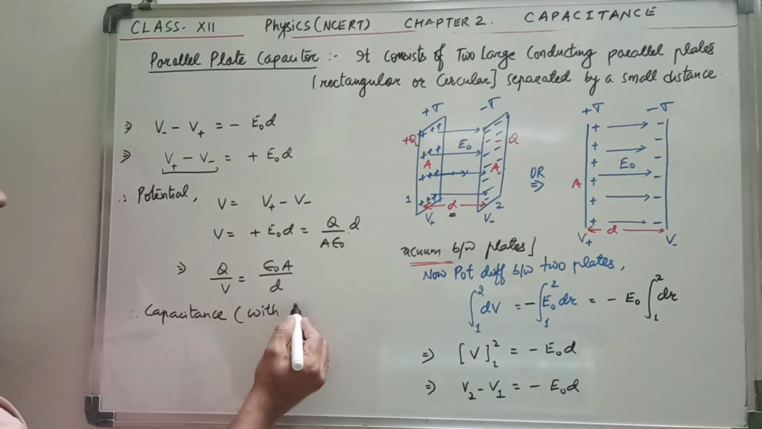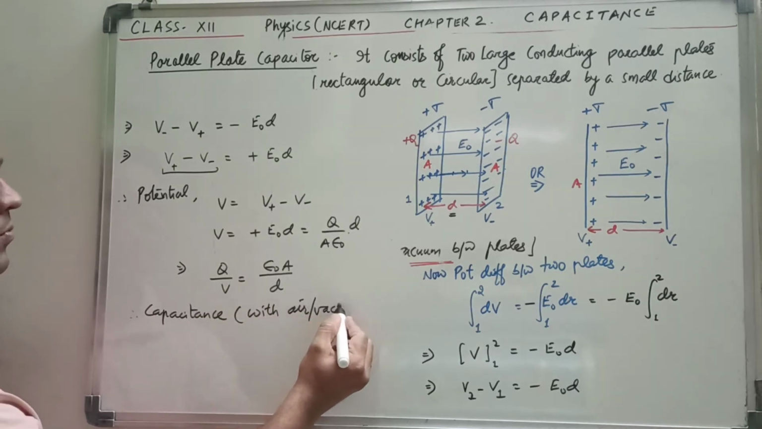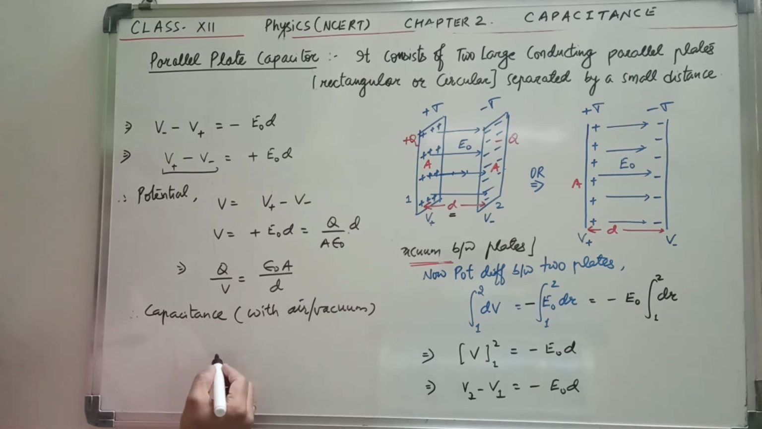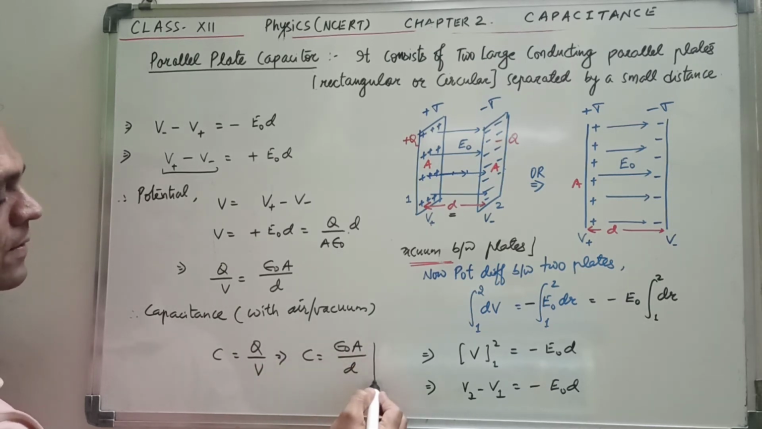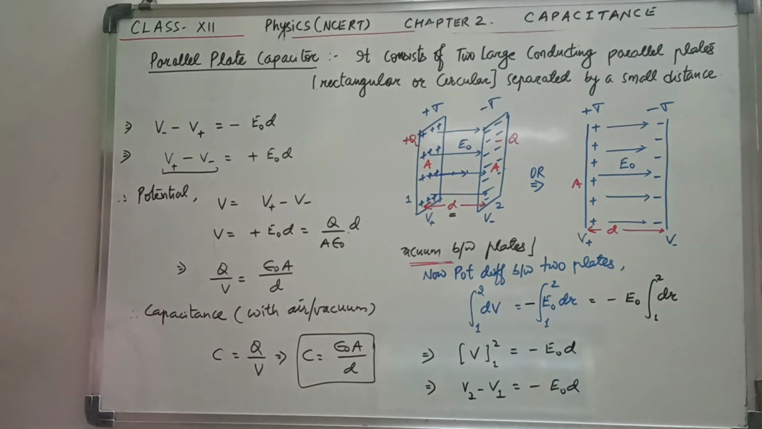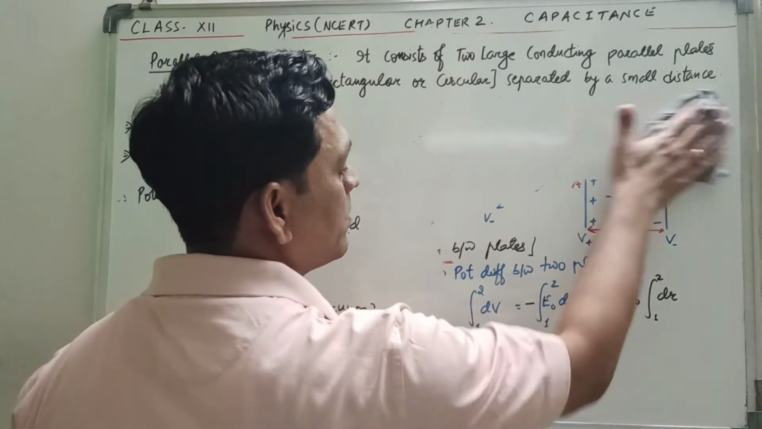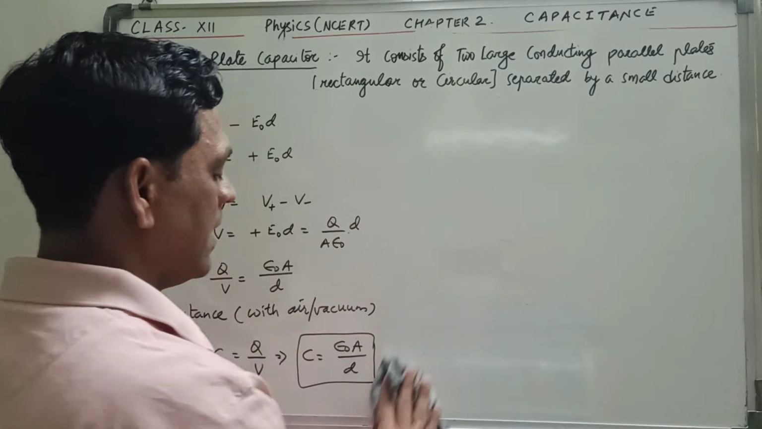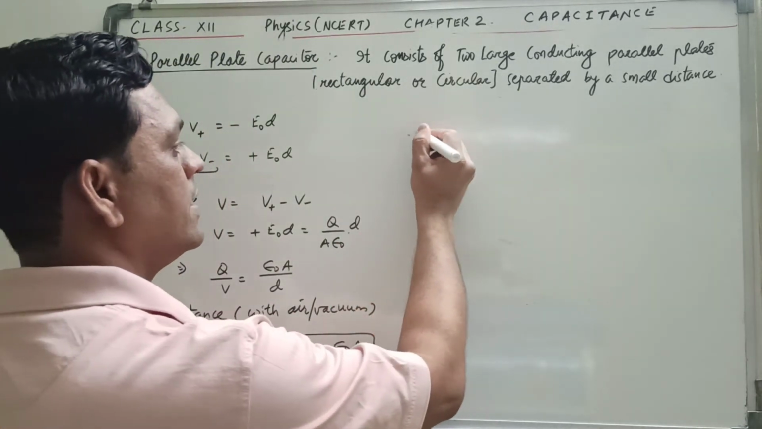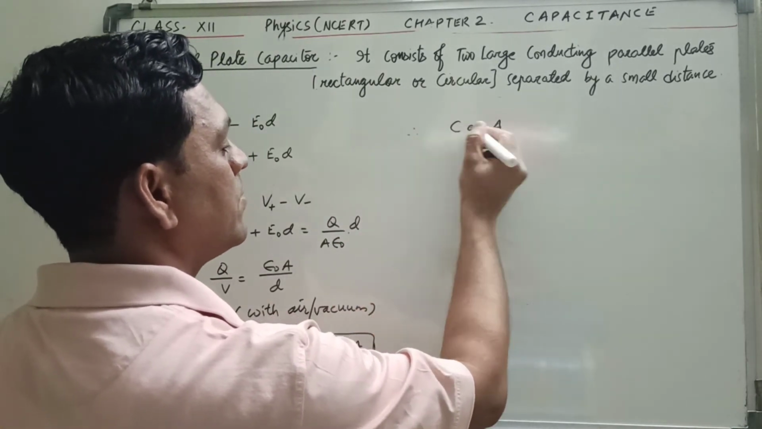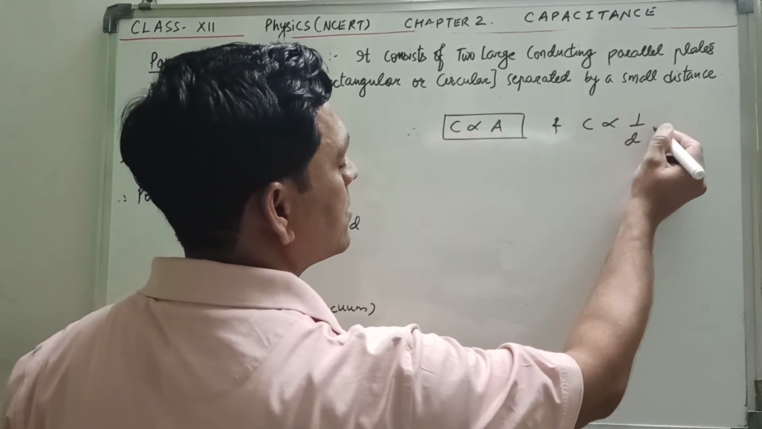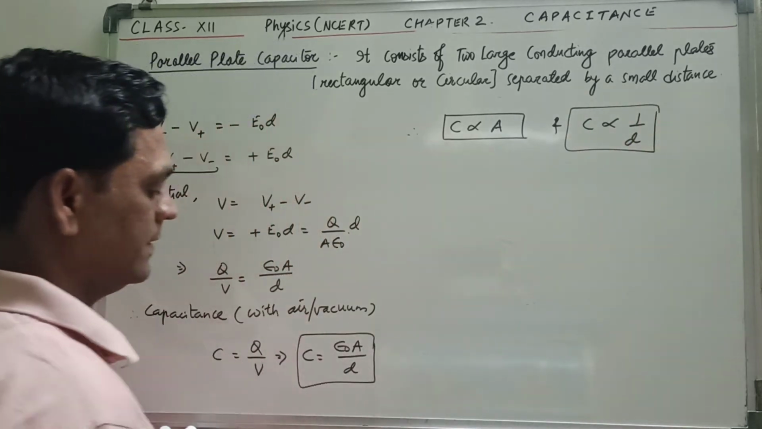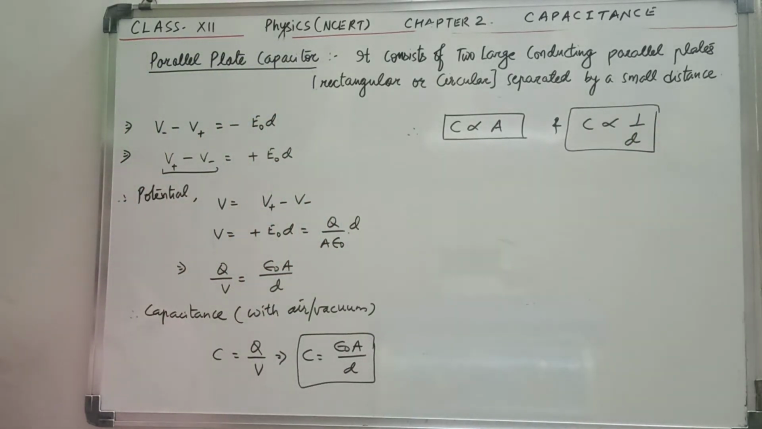Therefore the capacitance of a parallel plate capacitor with air, obviously with air or vacuum, becomes C is equal to Q upon V, and this becomes epsilon 0 A upon d. So you can see, on what factors will capacitance depend? Tell me. Therefore you can say C is directly proportional to the area of the plate here, and C is inversely proportional to the separation of the two plates. So this will be the capacitance here. Okay.